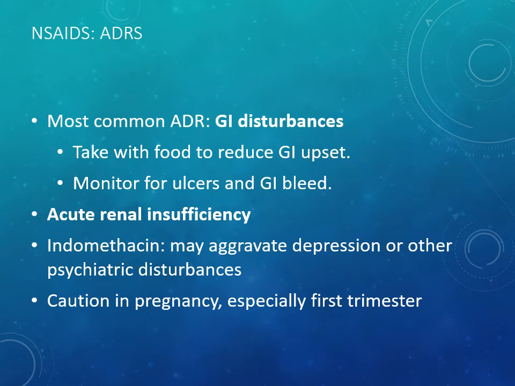The most common adverse reaction is GI disturbances, and we do instruct the patient to take them with food to reduce GI upset, even though that will delay absorption. And we do need to monitor for ulcers and GI bleed. Acute renal insufficiency can occur with NSAIDs, and that is something to really consider. And of course, a patient that has renal insufficiency should be instructed never to use NSAIDs. Indomethacin can aggravate depression or other psychiatric disturbances, and caution in pregnancy, especially in the first trimester.